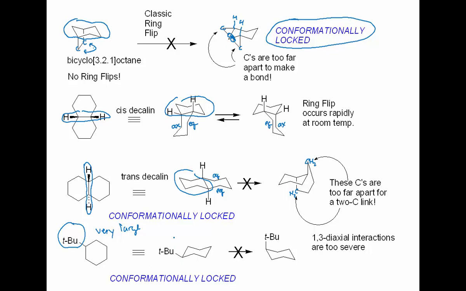Okay, we will revisit these conformationally locked systems because the locking allows us to view stereochemical requirements in other reactions, and we will revisit these systems in chapter 5 when we talk about something called the elimination reactions.